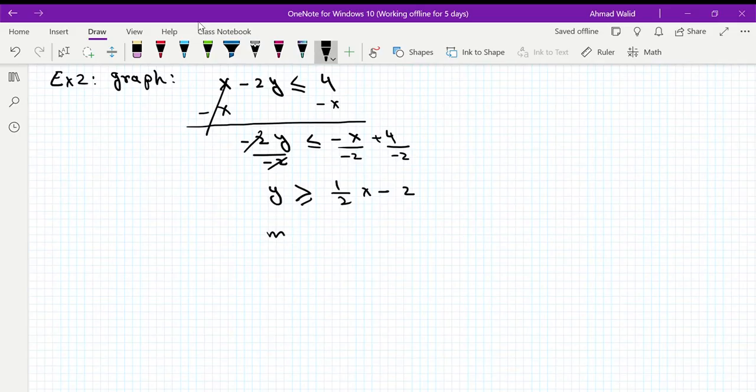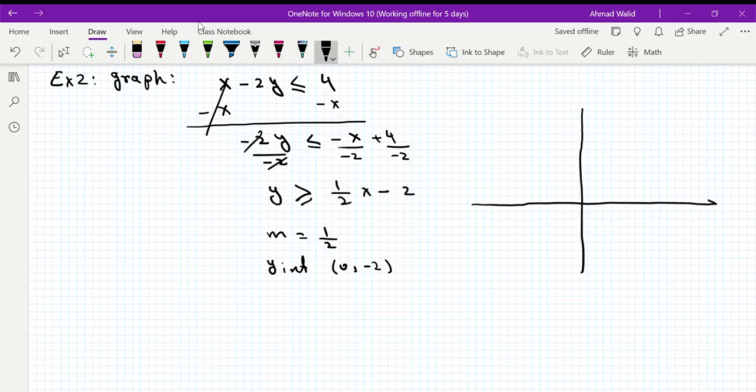Slope 1/2. Y-intercept (0, -2). Now I'm graphing. x, y. (0, -2). This is the y-intercept. 1/2 means go 1 up, 2 right. 1 up, 2 right. 1, 2. 1 up, 2 right. 1, 2.